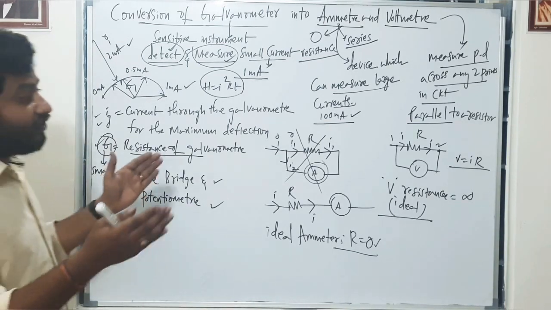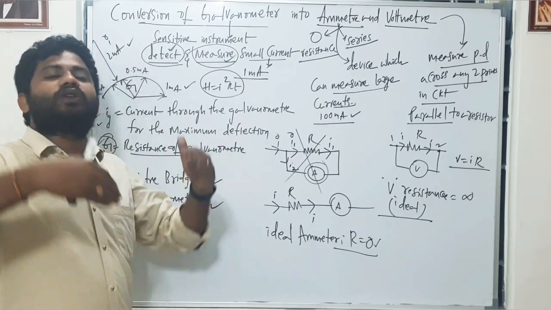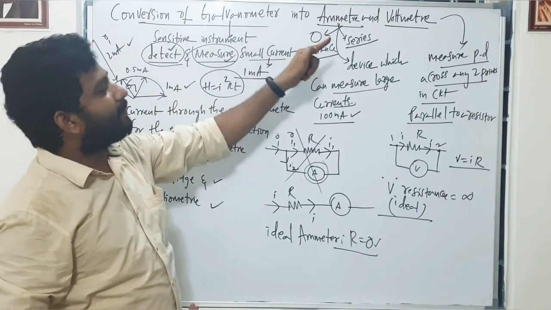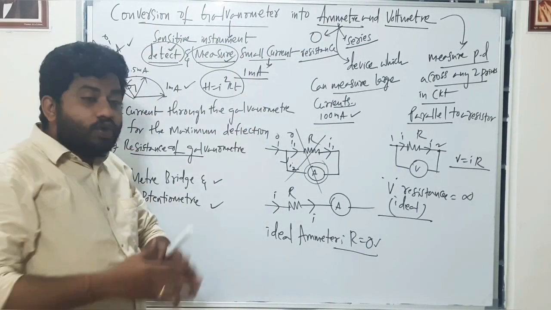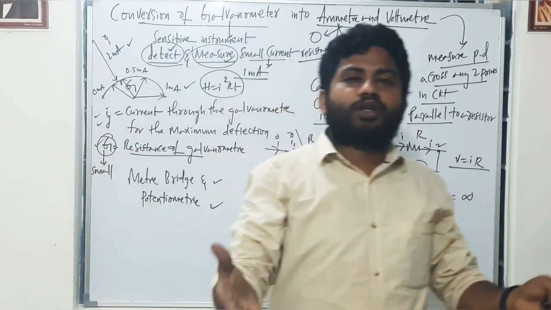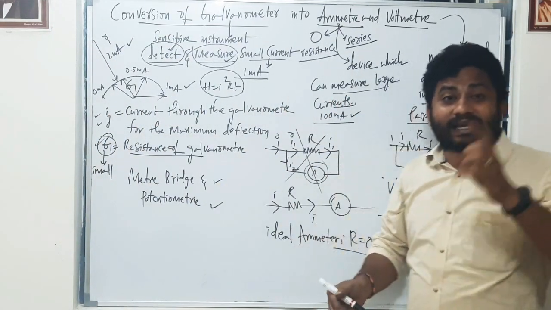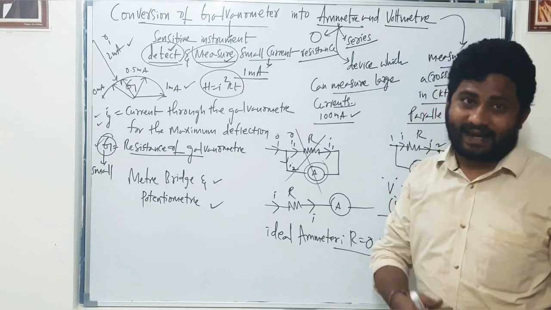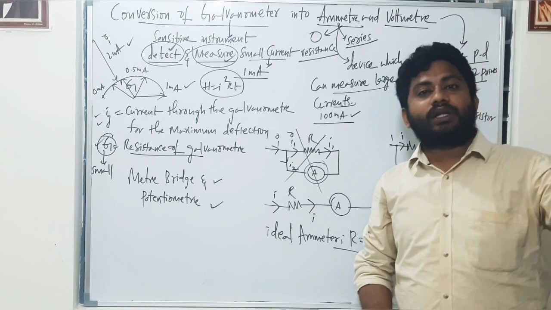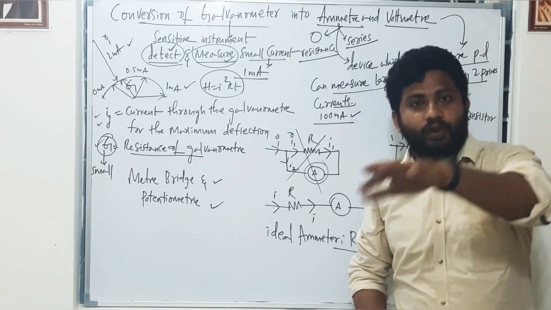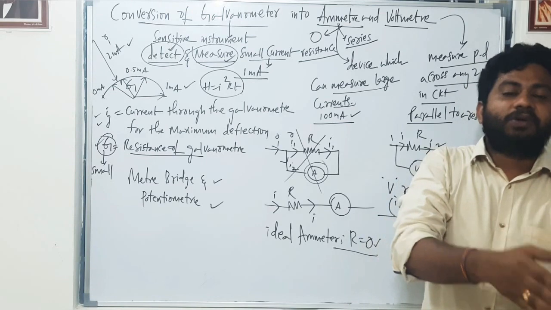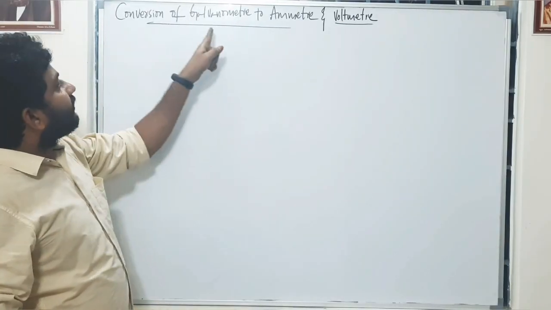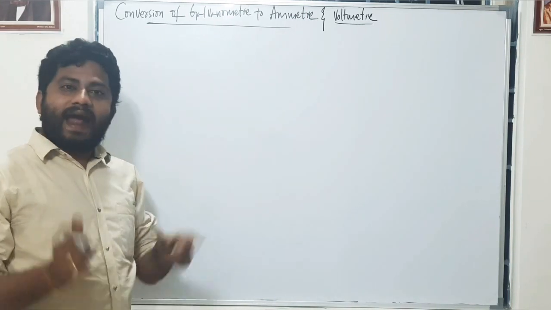Okay, now we can move to the actual topic called conversion of galvanometer into ammeter and voltmeter. There is no separate ammeter and voltmeter around us. The galvanometer, which was the moving coil galvanometer we had discussed in the last class, right? The same moving coil galvanometer we will convert into an ammeter and into a voltmeter, and let's understand that. Conversion of galvanometer into ammeter and voltmeter.